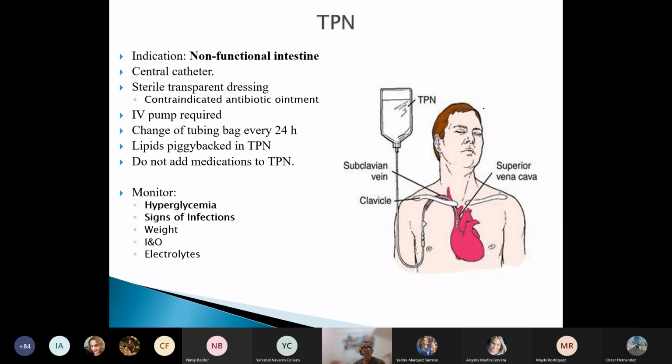So now doctors need to place a catheter in the superior vena cava. This is important to understand. For total parenteral nutrition, you need to assume that the doctor placed a catheter in the superior vena cava. It is due to the fact that the liquid used for TPN is so thick, to make you understand, it's hyperosmolar, that it cannot pass through a peripheral vein. It needs to go through a central vein.